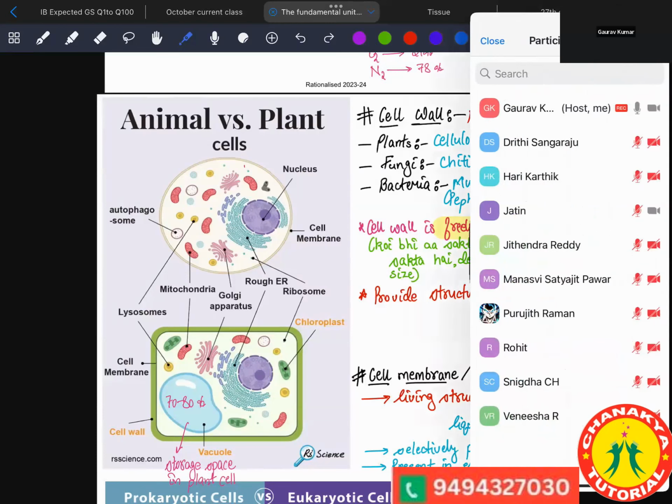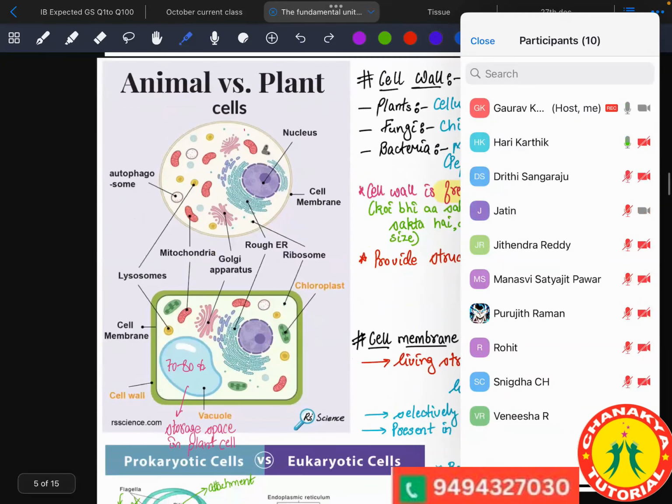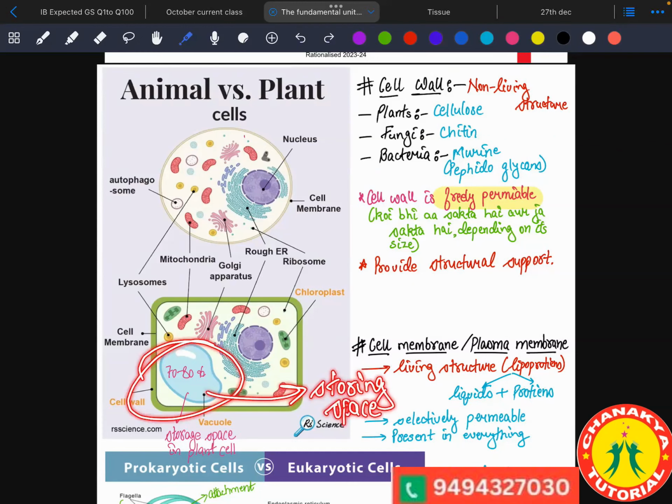Anyone? Can anyone guess? In animals, the animal consumes the food, and in plants, each cell of the plant is consuming food. So basically, the function of the vacuole is to store more food. Okay, these act as storing space.